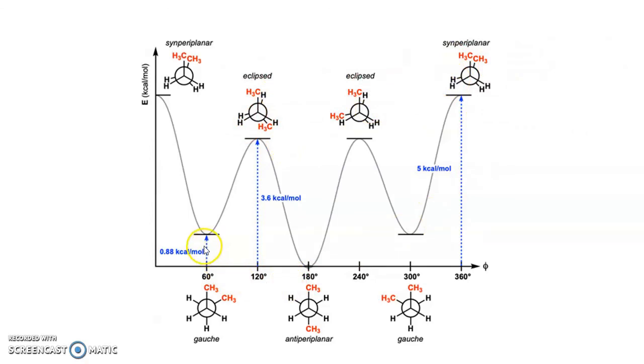And this 0.8 kilocalories per mole, that increase in energy between the gauche and anti, is called the gauche butane interaction, because of the interaction between the methyl groups which are placed 60 degrees apart. So this is the energy profile diagram of n-butane.